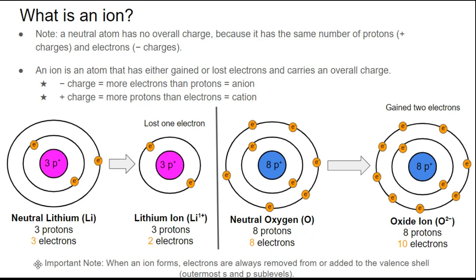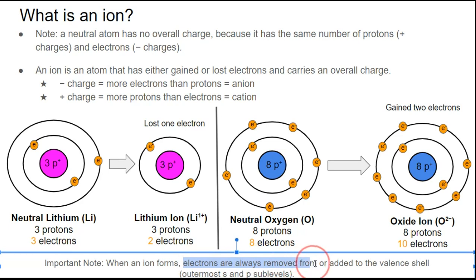Okay, note that whenever an ion forms, the electrons are always removed from or added to the valence energy shell. When we get into looking at the orbital notation diagrams, the valence shell electrons are the electrons found in the outermost S and P sublevels.